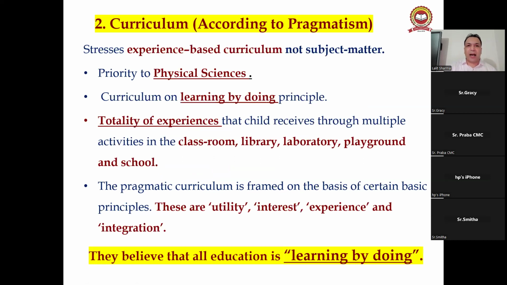Curriculum: how should the syllabus be according to pragmatism? They stress an experience-based curriculum, not subject matter. They give priority to the physical sciences. This is the opposite of idealism, which gave priority to humanities and social sciences. The curriculum is based on the learning by doing principle. They talk about the totality of experience. And they believe that all education is learning by doing.